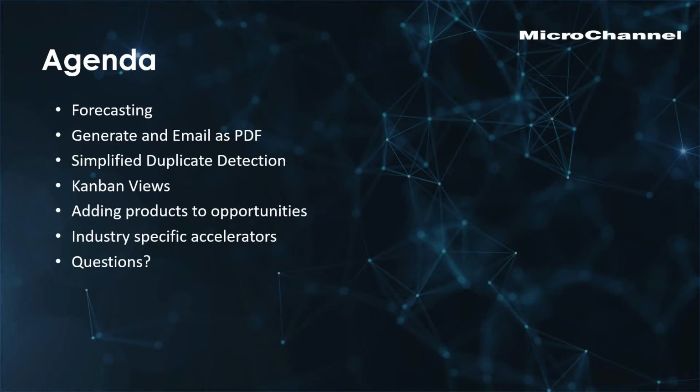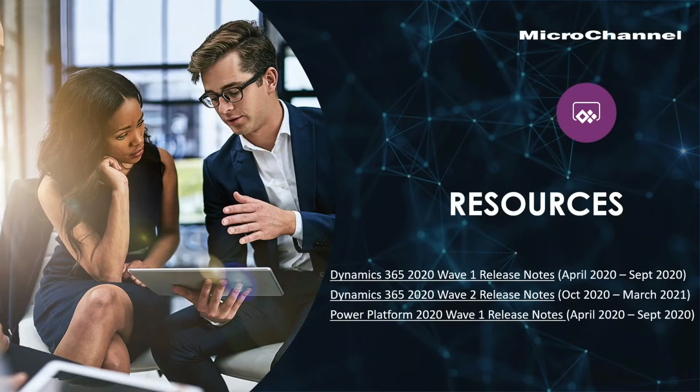We're going to start by looking at some of the advanced forecasting that's available. We're going to have a look at some streamlining of processes and workflows to generate and email documents as PDFs, and simplified duplicate detection. We're going to be looking at a new feature called the Kanban views in some of the areas of Dynamics 365, and adding products to opportunities, streamlining how we can do that a little bit easier. And finally, we'll have a look at the industry-specific accelerators that Microsoft have been releasing and focusing on at the moment. So let's go through that agenda and have a look at those components.